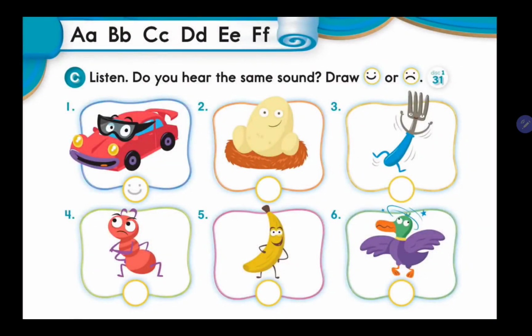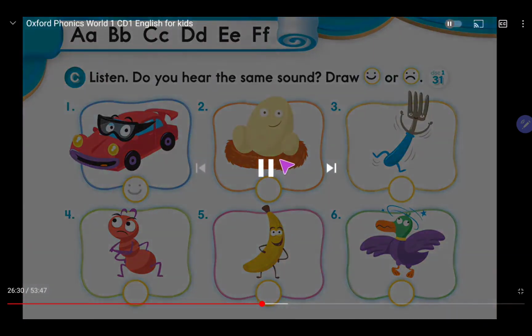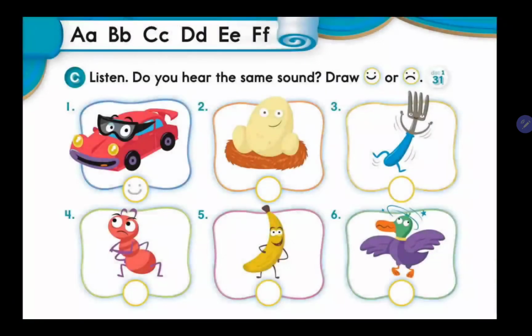4. Angry ant. Angry ant. Do they have the same sounds? Let's write it down. Angry ant. Yes, they do have the same sounds. Angry ant. Let's make a smiley face. Okay, activity number five.